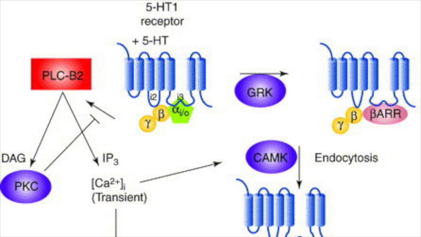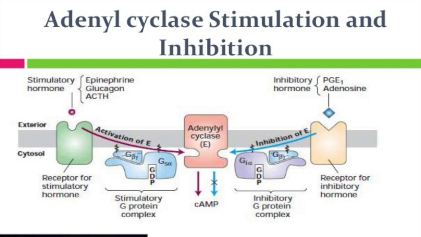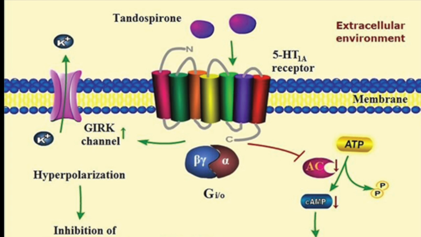The 5-HT1 receptor family has receptors that inhibit adenylyl cyclase and encompasses the 5-HT1A, 1B, 1D, 1E, and 5-HT1F receptors. Here we see the 5-HT1A receptor. The inhibition of adenylyl cyclase prevents phosphorylation of other proteins. The 5-HT1A receptor is coupled to G proteins by 2 different systems. 1, the inhibition of adenylyl cyclase activity, and 2, the opening up of potassium channels, which results in hyperpolarization in neurons.